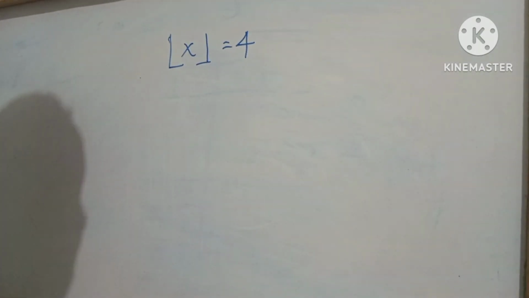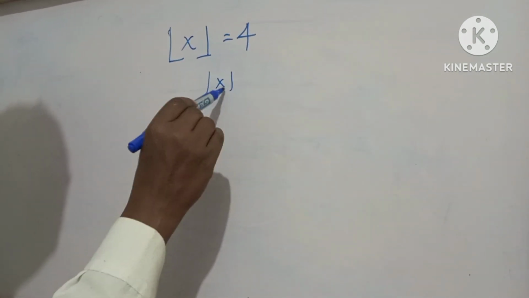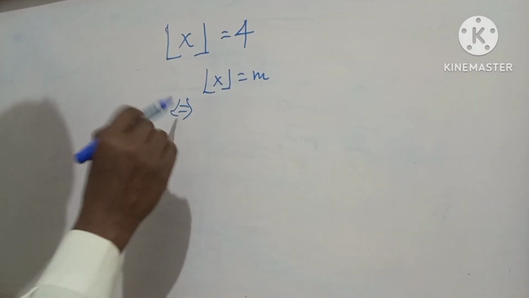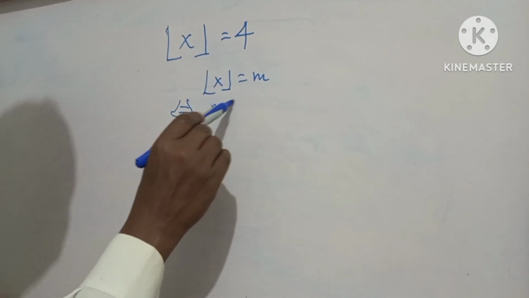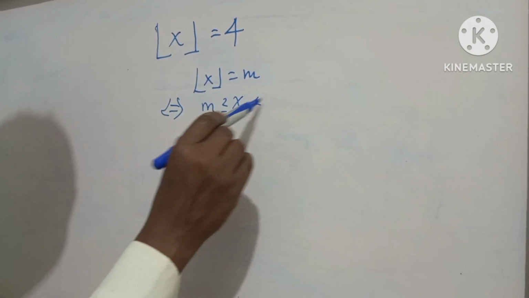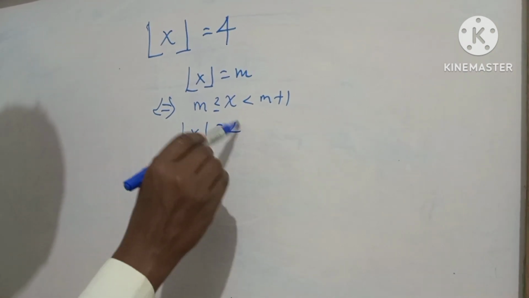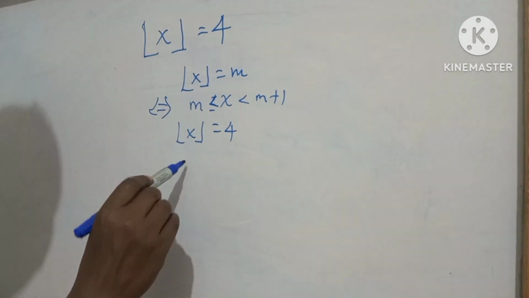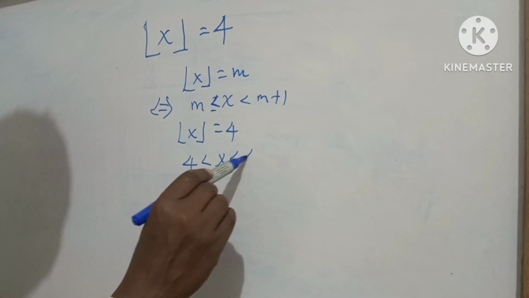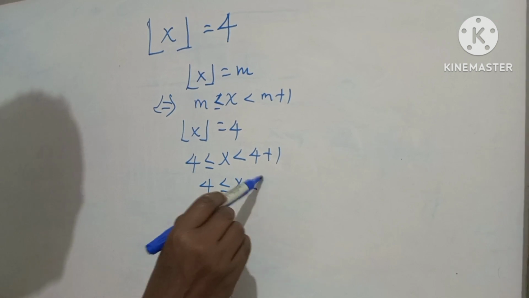Okay, to find the greatest integer of x, now we use the formula, this one. The greatest integer of x equals m, this implies, if and only if m is less than or equal to x, and x is less than m plus 1. So the greatest integer of x equals 4 is the same as 4 is less than or equal to x, and x is less than 4 plus 1. So this is 4 is less than or equal to x, and x is less than 5.